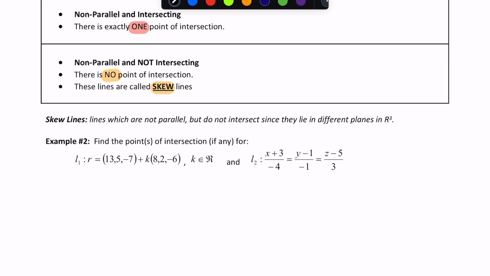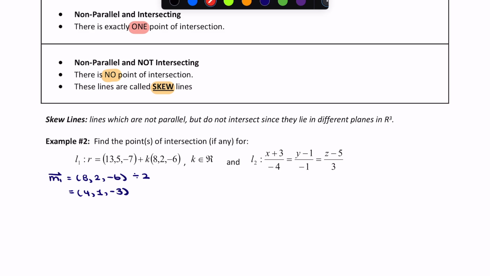So here, if we rewrite these equations, we'll get vector m1 is equal to 8, 2, and negative 6. And so if we divide that by 2, that'll be equal to 4, 1, and negative 3.